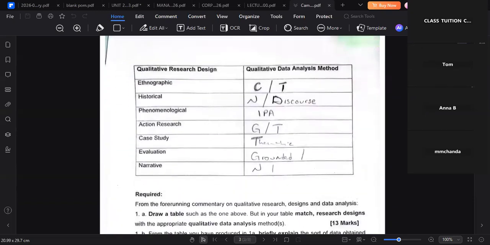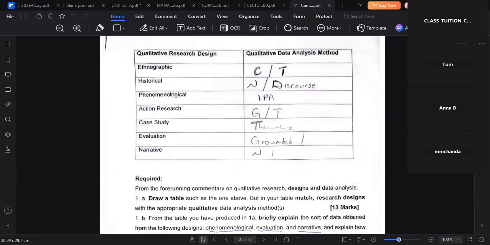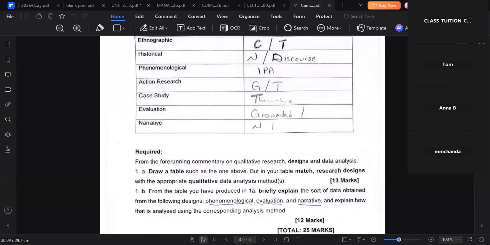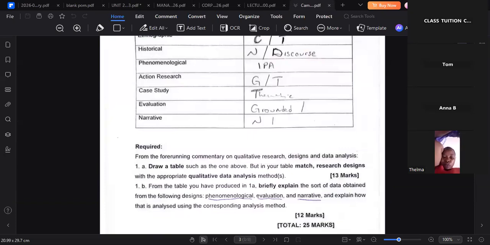So you're given this table below here. From the running commentary on qualitative research designs and data analysis, you draw the table as shown above and match the research designs with the appropriate data analysis methods. And from the table, explain the sort of data obtained from the designs, phenomenological, evaluation, narrative, and explain how that is analyzed using the corresponding analysis methods.